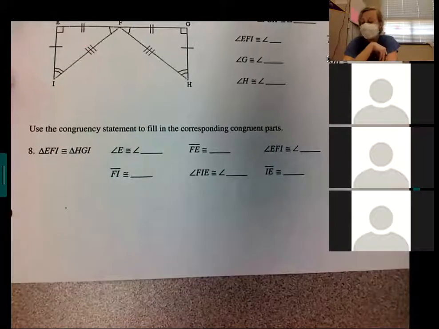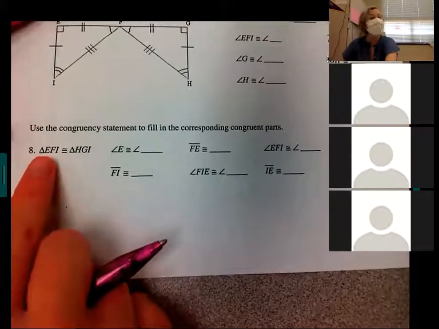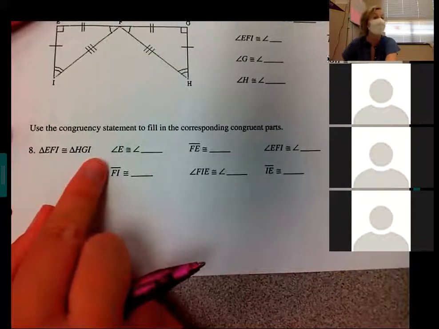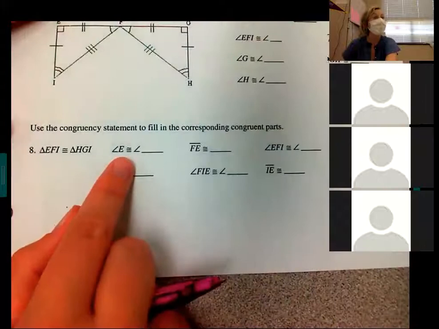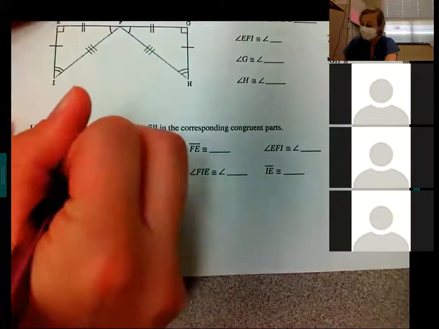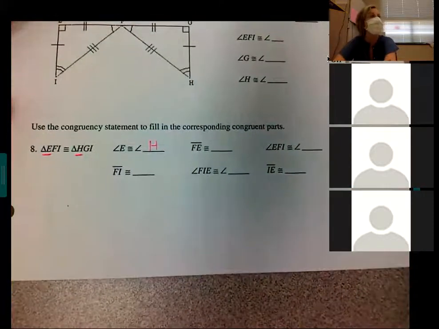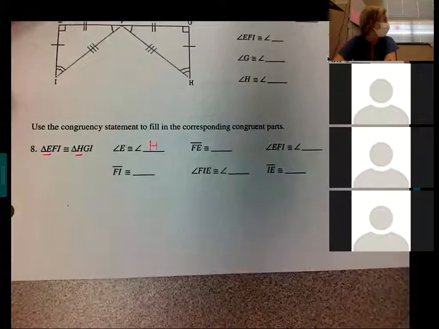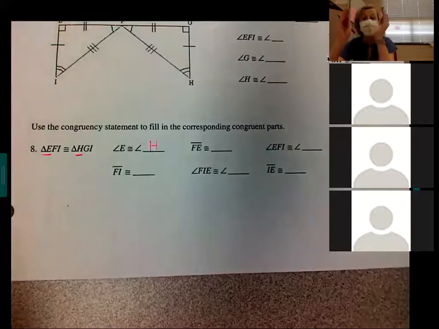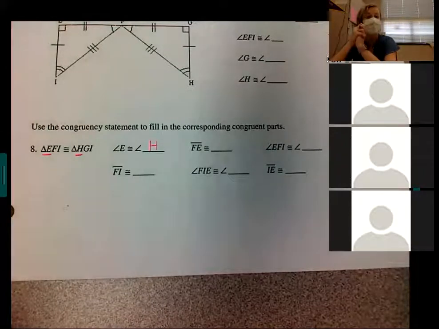So in 8, for this example, I'm telling you triangle EFI is congruent to triangle HGI. What should angle E be congruent to? How do you know it's H? Because of the order. Very good. When you name congruent triangles, you match them up with their corresponding parts. That was in our definition. We said 2 triangles are congruent if they have corresponding sides that are equal or corresponding angles. So when I tell you they're congruent, I'm matching them in the order they go in.